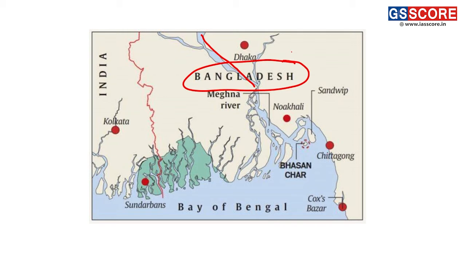This river Meghna, earlier in this region it is called river Padma, and this is river Brahmaputra. After they meet, this river becomes Meghna. The same Padma river in India is called Ganga. So here, if we trace the mouth of this river, this Bhashan Char island is present at the mouth of river Meghna.